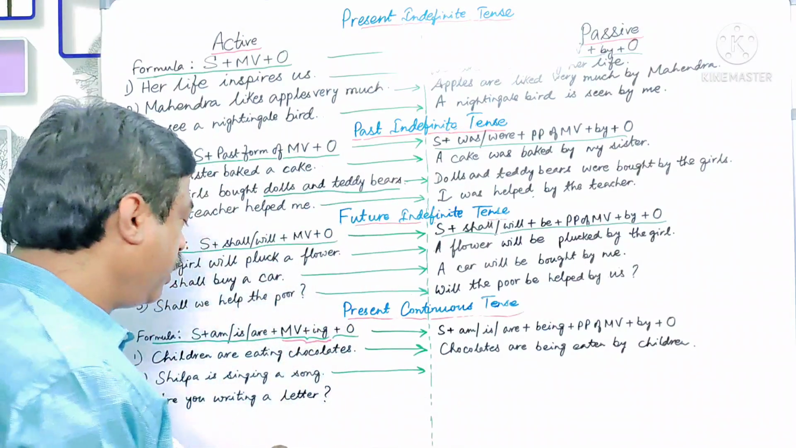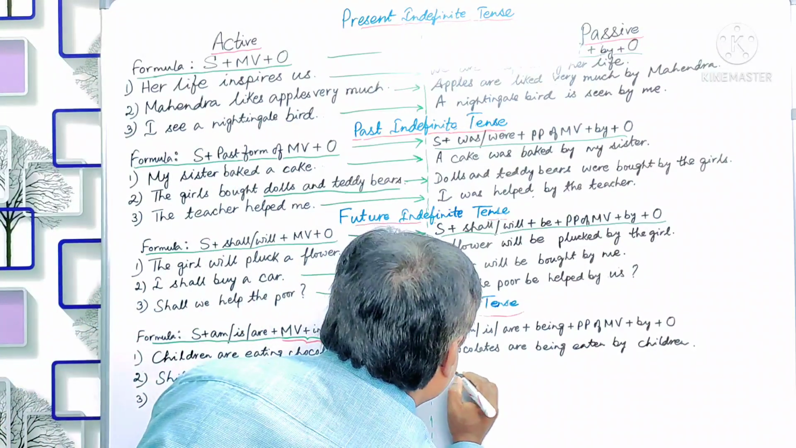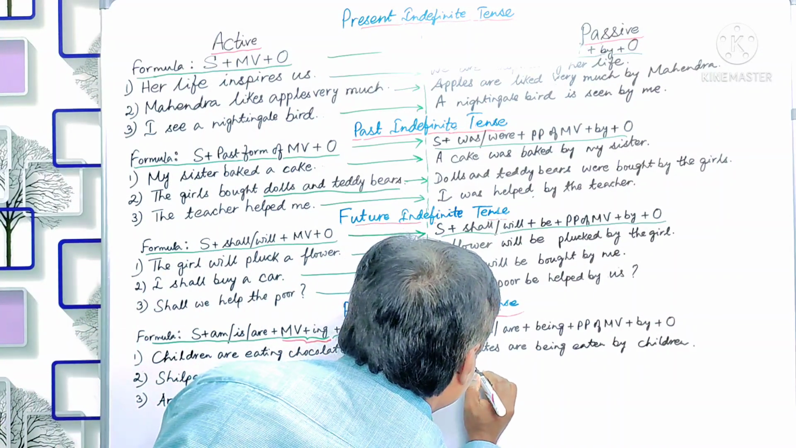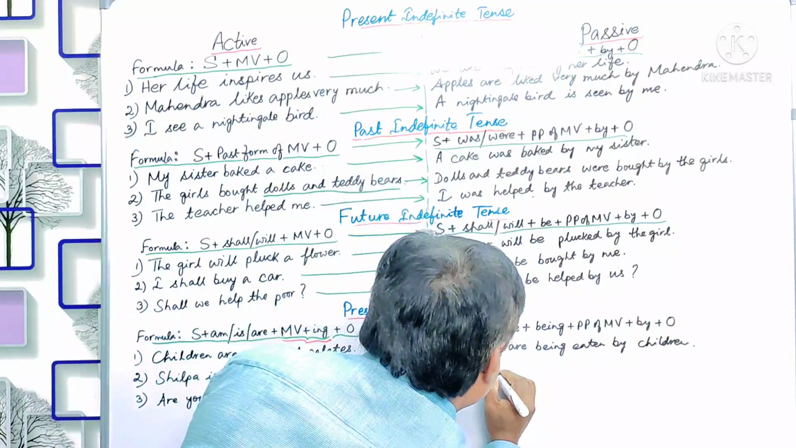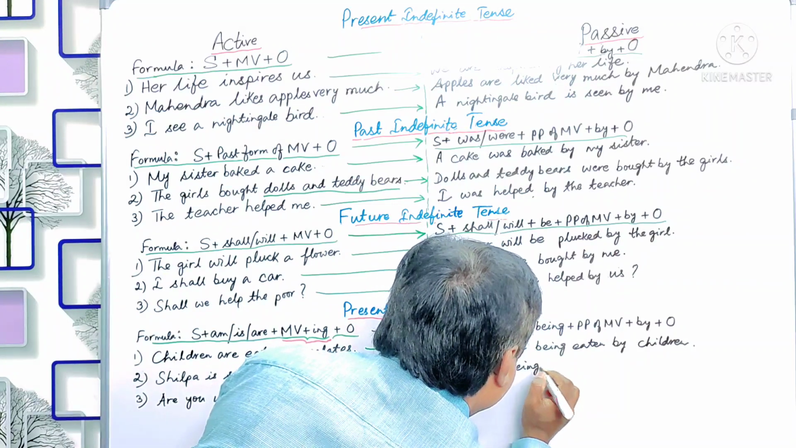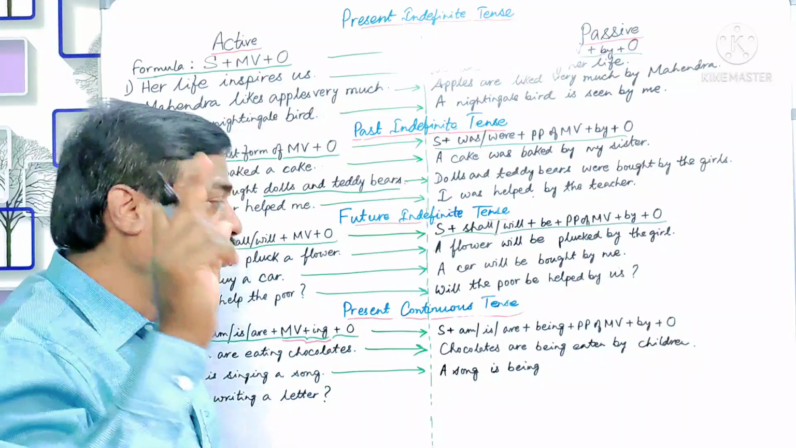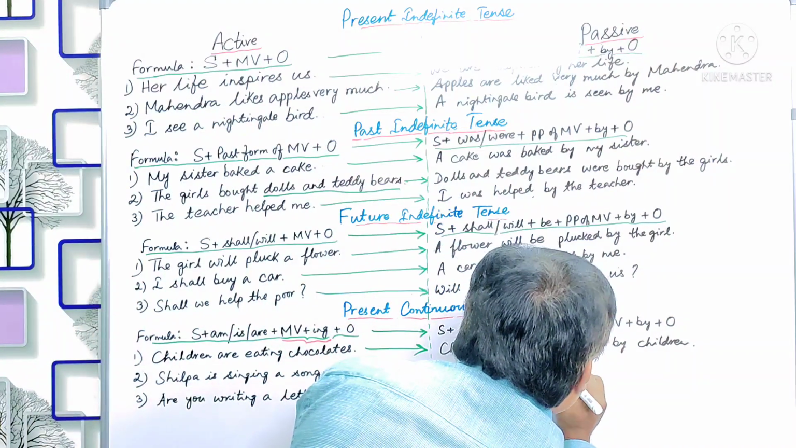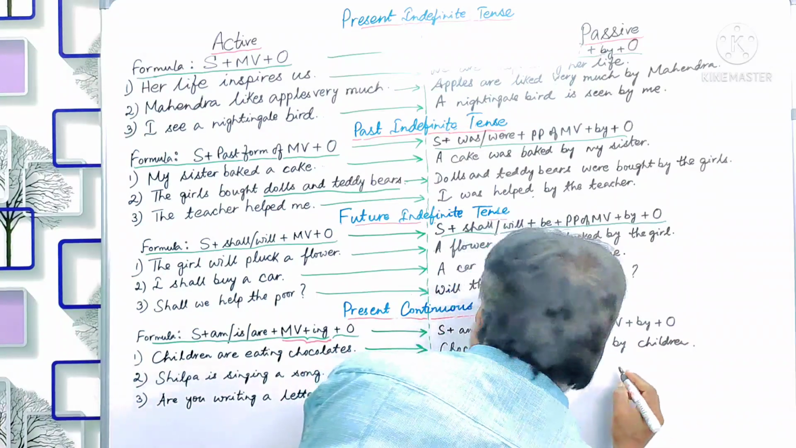In the second sentence I come, Shilpa is singing a song. So a song is the object, that will become the subject. A song, then immediately is being. Sing is the main verb here. So sing, sang, sung. Sung is the past participle form. So we have to write: a song is being sung by Shilpa.